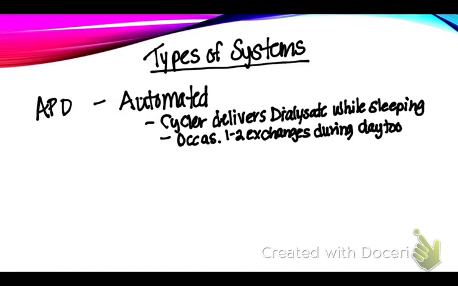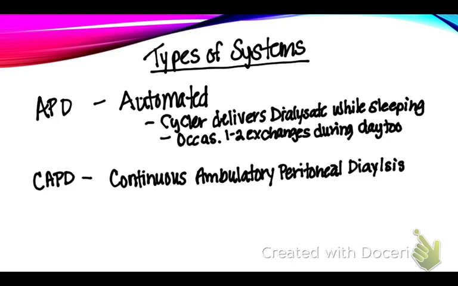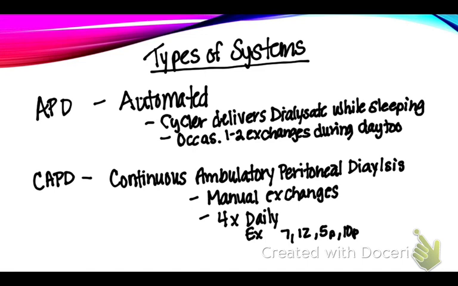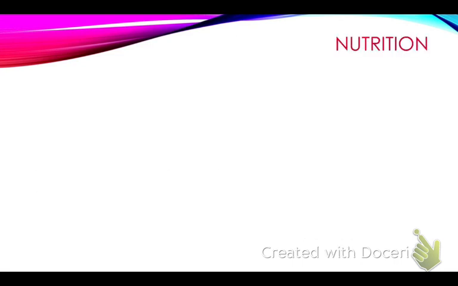You have different types of systems. The APD is your automated, that delivers while sleeping. Sometimes during the day, there can be a need to have an exchange. They call the changing out of the solutions an exchange. CAPD is continuous ambulatory. Those are manual exchanges. They can be up to 4 times a day, usually like 7, 12, 5, 10 p.m. So those are throughout the day. So they're basically walking around doing peritoneal dialysis, and it's draining down.